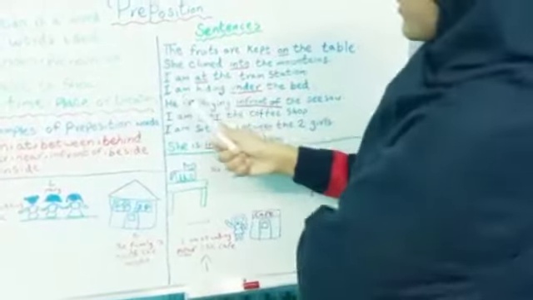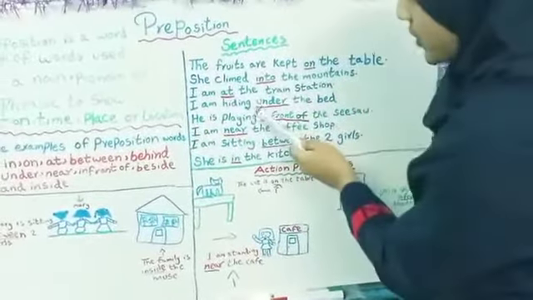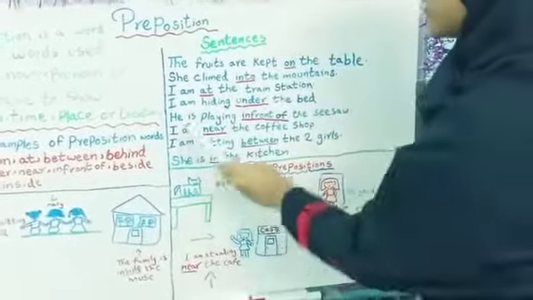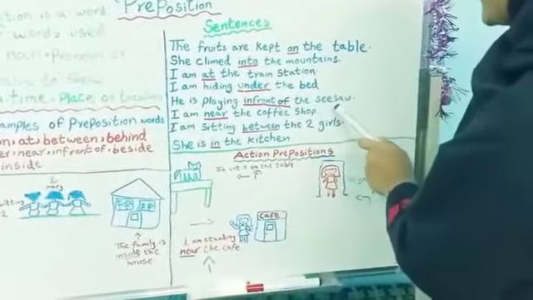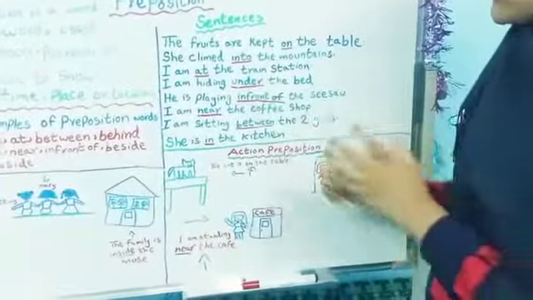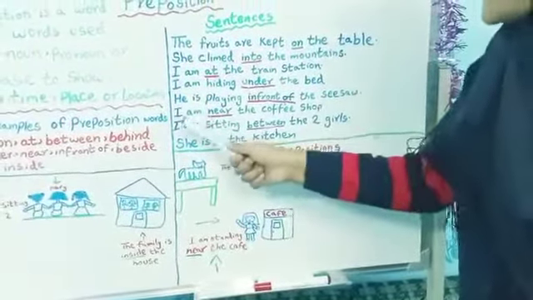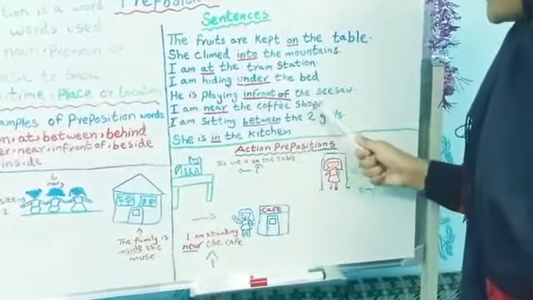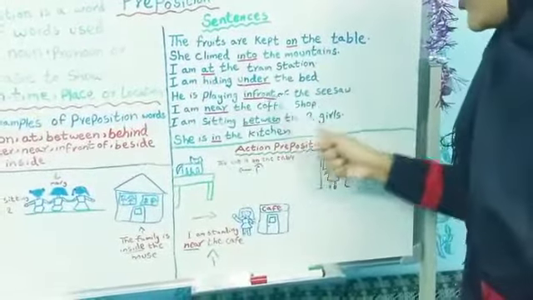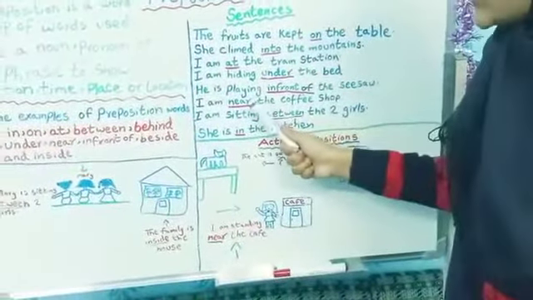I am hiding under the bed. In this one, the preposition word is under. He is playing in front of the seesaw. So in this one, the preposition word is in front of. I am near the coffee shop. In this one, the preposition word is near.